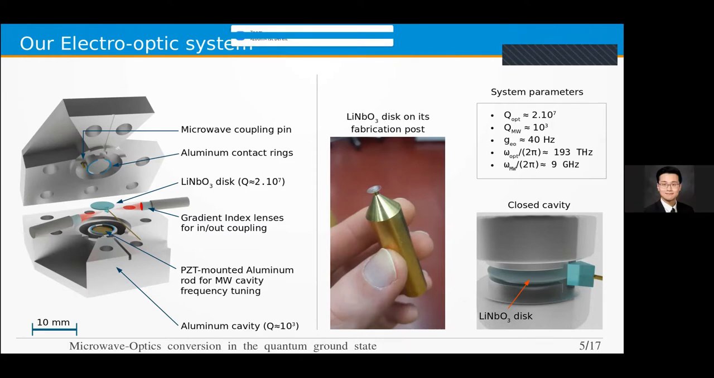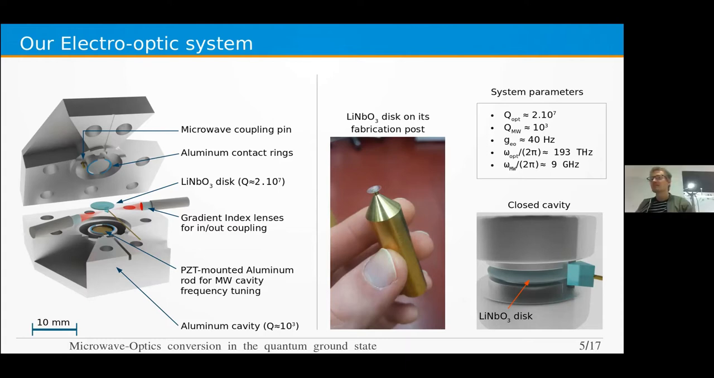Actually, that's my second question. Did you calculate the trade-off? You can imagine that as you make the disk thinner and bring the electrodes closer, you get an elevated loss. So is there a theoretical limit to that? You gain interaction, but you also lose your Q. Is there something fundamental that you can't break?